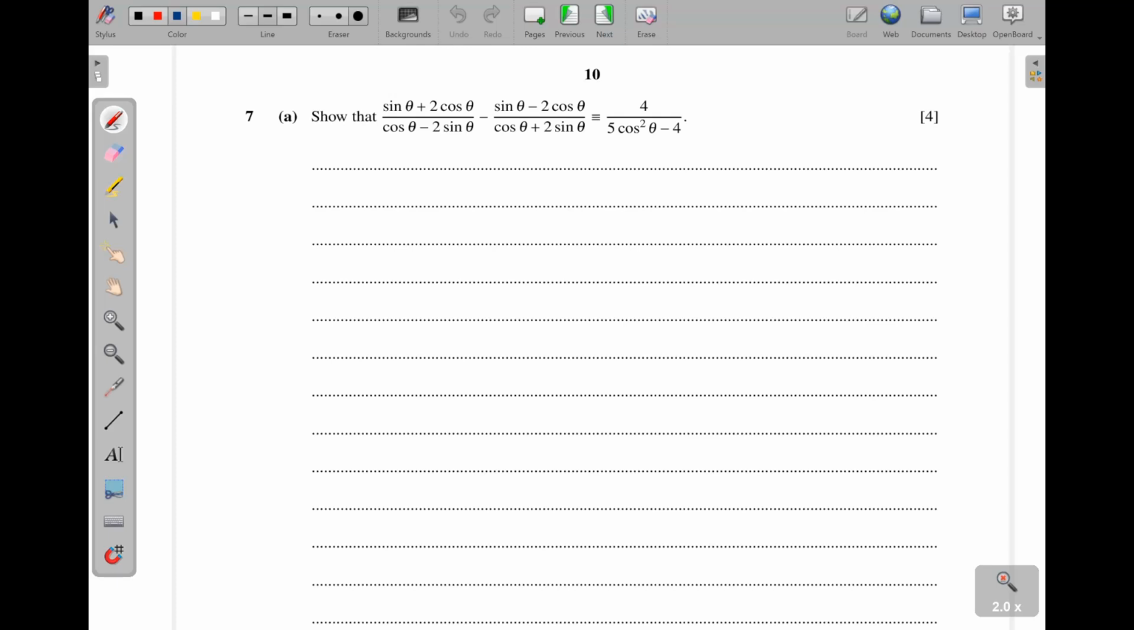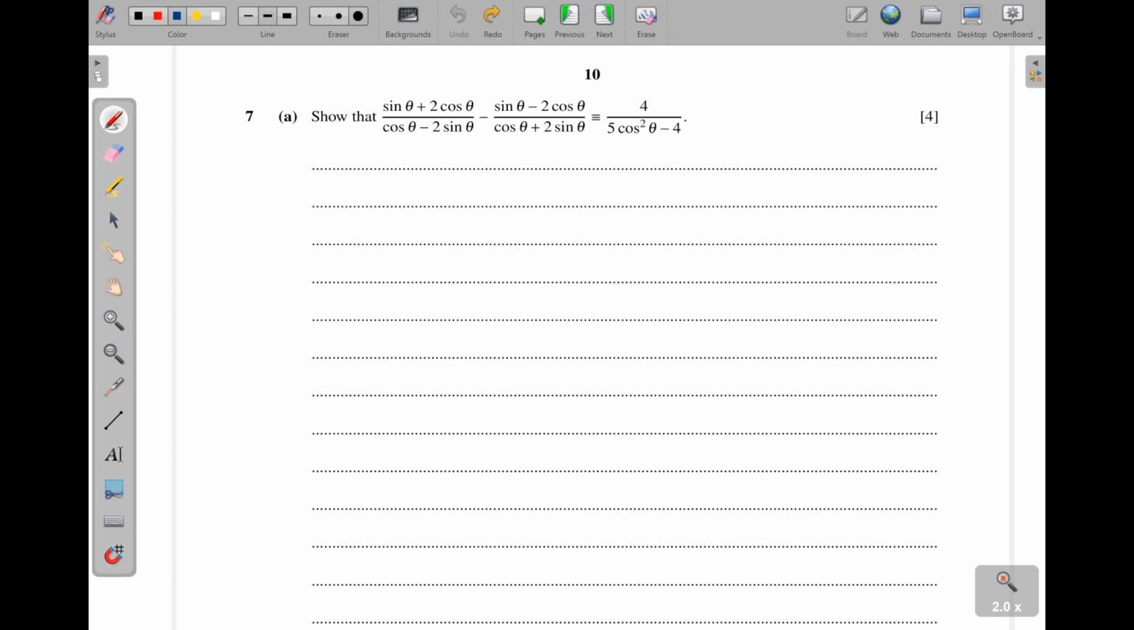Question 7 is coming from trigonometry, where we are to show that this is equal to this. So we solve this the same way we do fractions. The LCM is actually going to be this one here. We multiply the two, then this multiplies with this, and then this multiplies with that, okay?